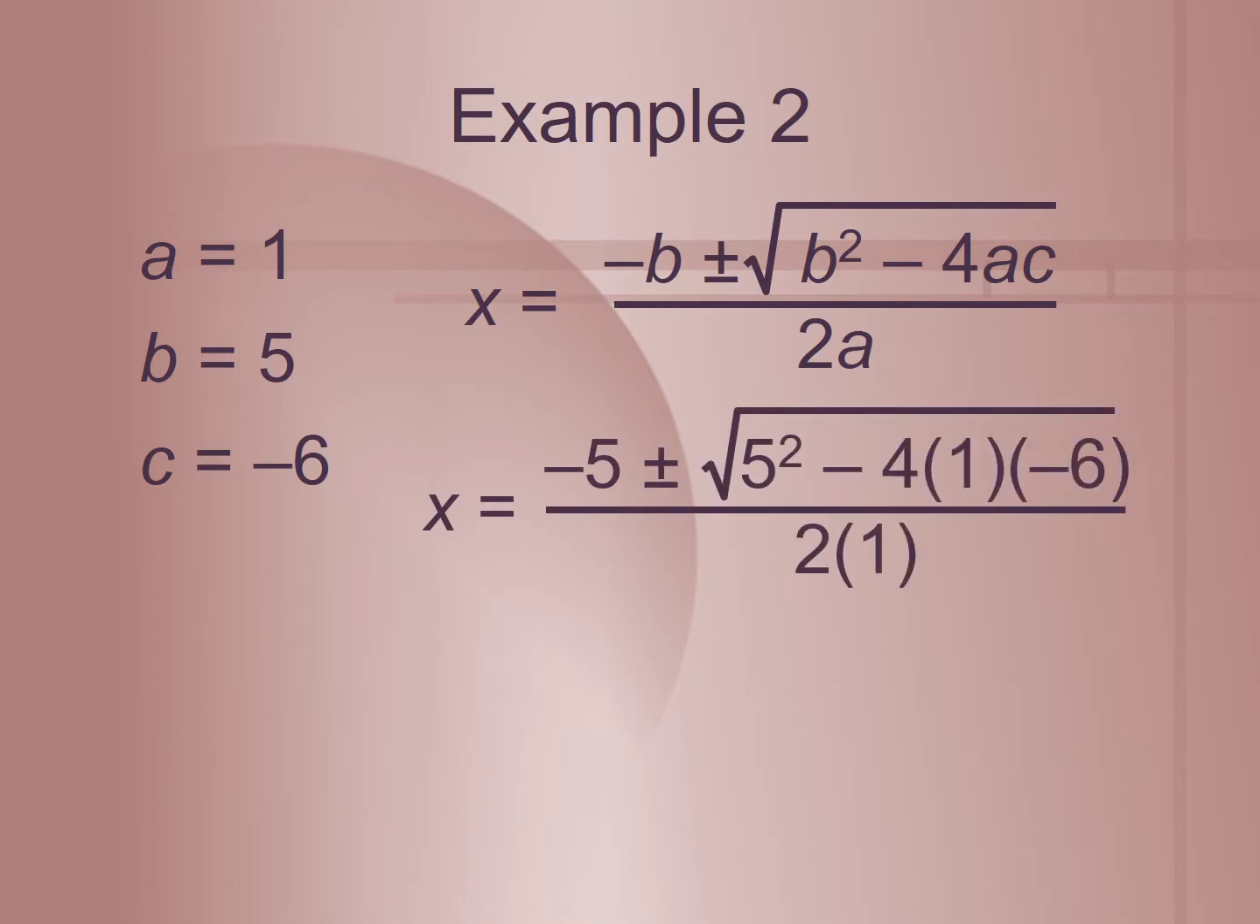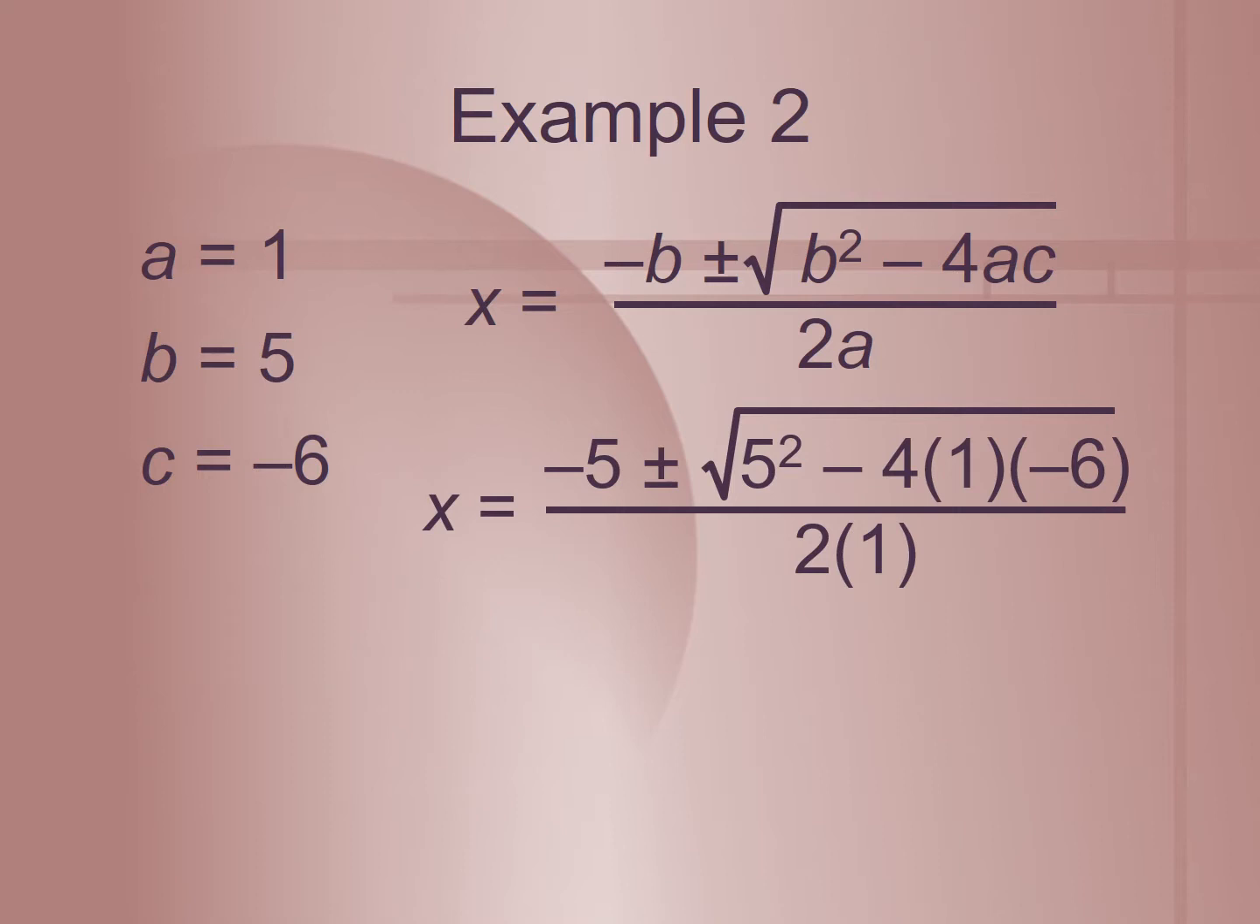Plus or minus the square root, instead of writing b, I will write 5 squared minus 4 times, instead of a, I'll write 1, and instead of c, I will write negative 6. All over 2 times, and instead of a, I'm going to write 1. From here, it's just simplification using order of operations.